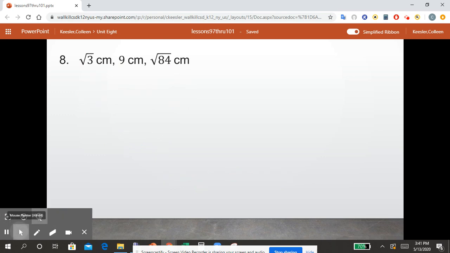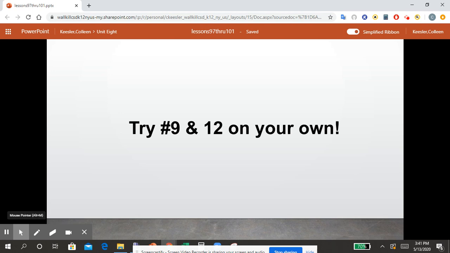So you are now going to try numbers 9 through 12 on your own. Again, I'll be circling around to see if you've got it, and definitely there to help you out if you need me. All right, good luck, guys.